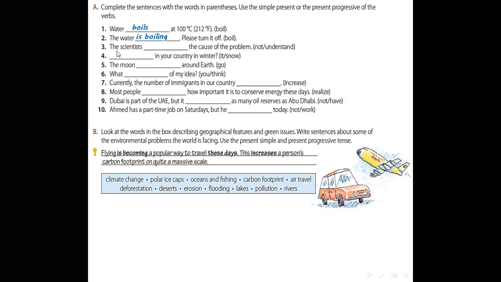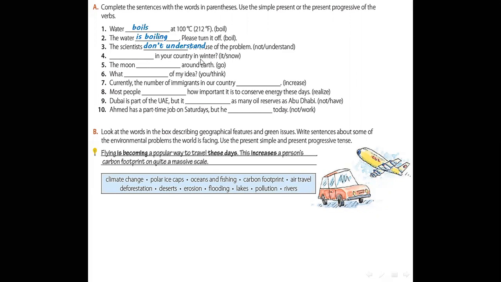Number 3, the scientists don't understand the cause of the problem. Pay attention to the verb understand. It's one of the verbs that can't be used in the progressive form. So we should use simple present in the negative form, so we use don't or doesn't. What about the subject? It's a plural subject, so we use don't. Very good. Don't understand.